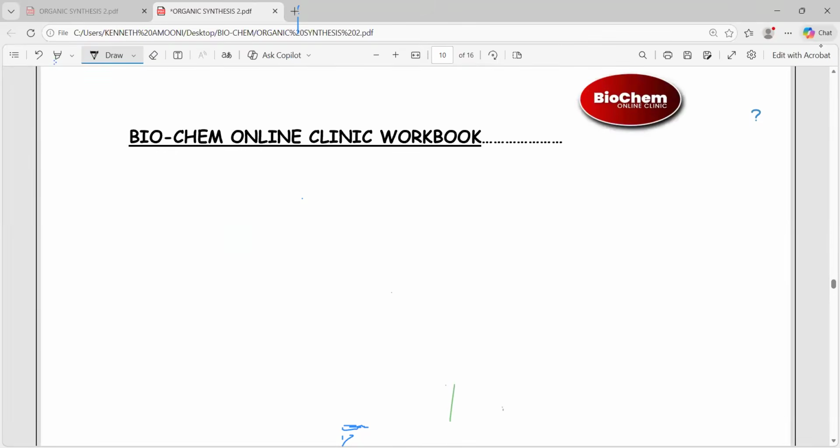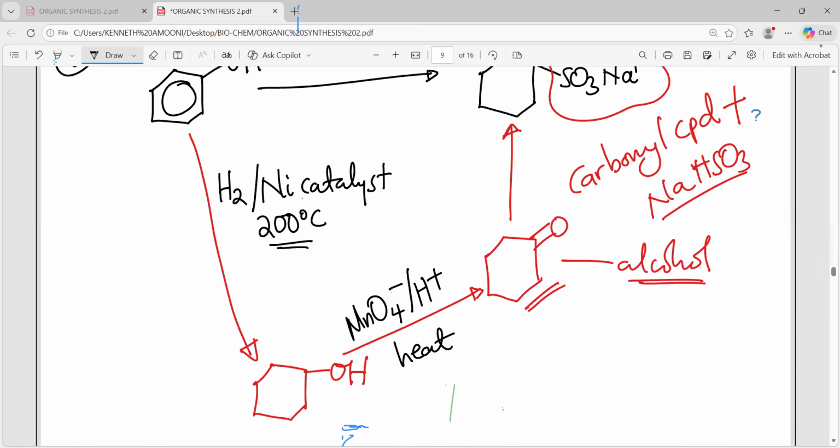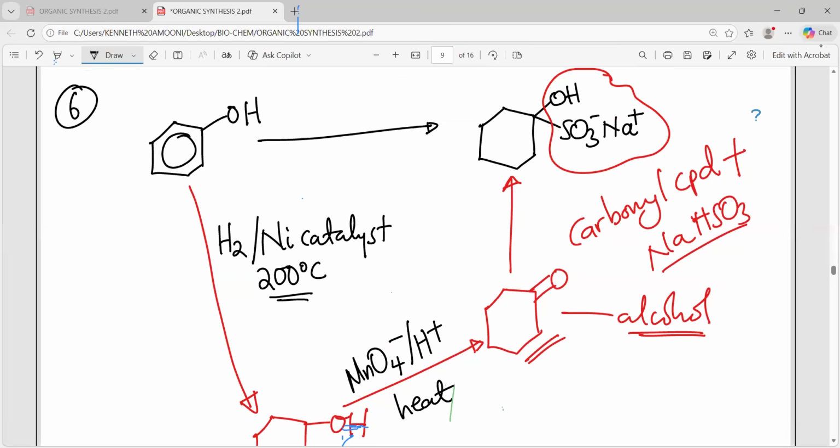And then from here, what are we going to add? We said we are going to add sodium hydrogen sulfide. So we shall add sodium hydrogen sulfide. And the moment you add it, you would have formed that compound.